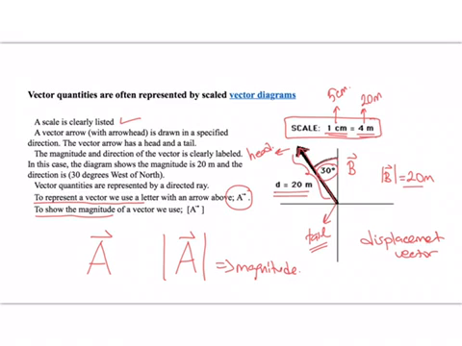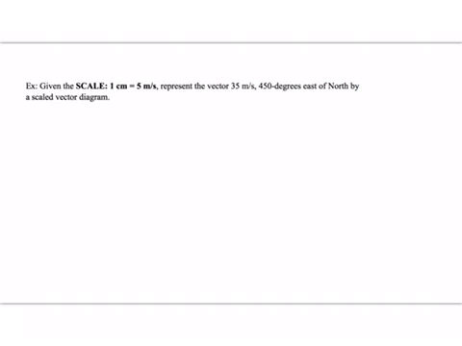and the magnitude of the B vector is 20 meters. An example: given the scale 1 centimeter is equal to 5 meters per second, represent the vector 35 meters per second, 45 degrees east of north, by a scaled vector diagram. As 1 centimeter is equal to 5 meters per second, then 35 meters per second will be equal to 7 centimeters. Now this is the length of my vector.